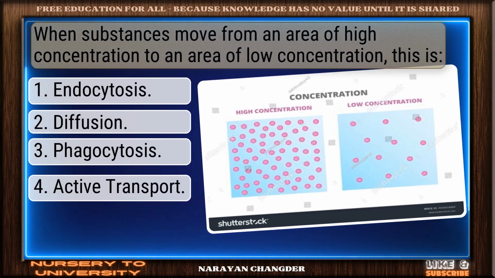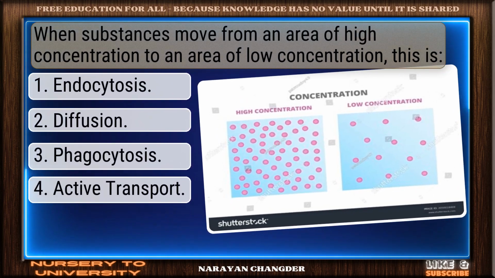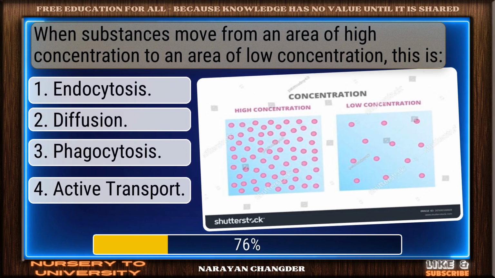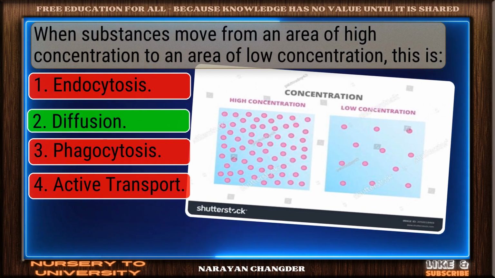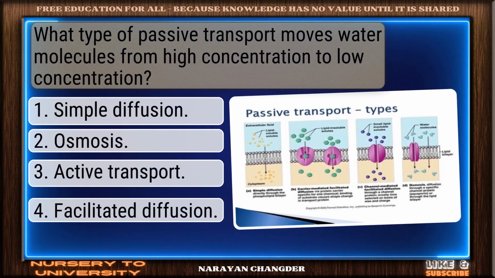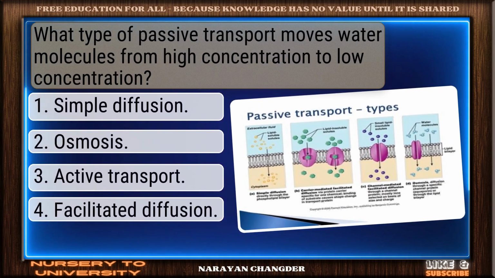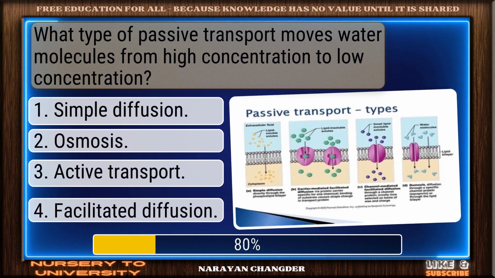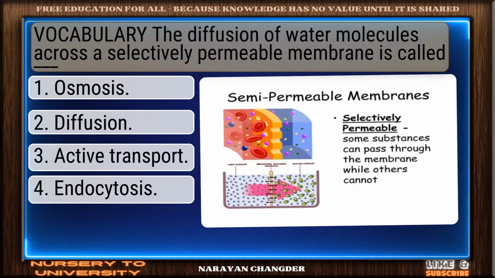When substances move from an area of high concentration to an area of low concentration, this is. Sharp thinking. Diffusion is the right choice. What type of passive transport moves water molecules from high concentration to low concentration? You chose osmosis, and it is correct.